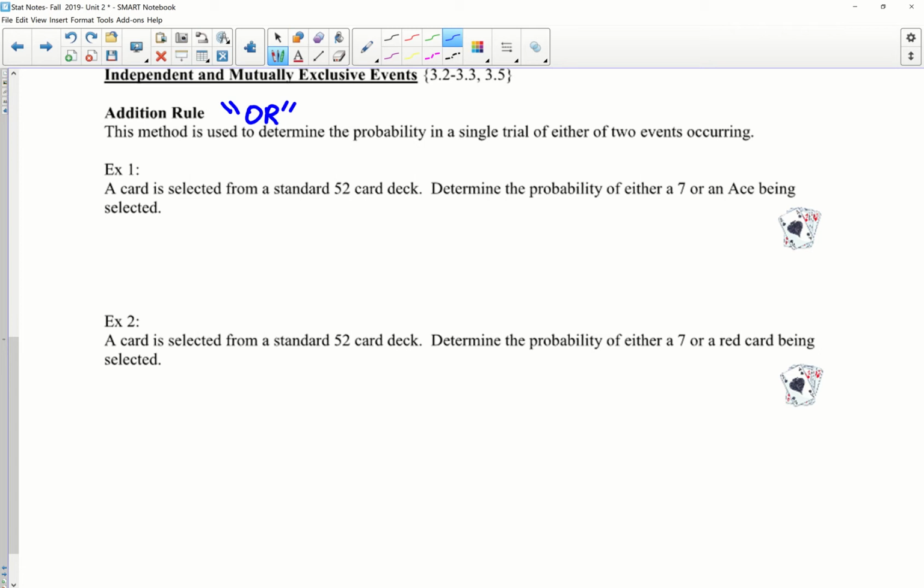But again, simple in the world of probability just means not complex. Simple does not mean easy. So if I see the word "or," it tells me I'm going to have to add in some capacity. Now the question is, what am I adding?